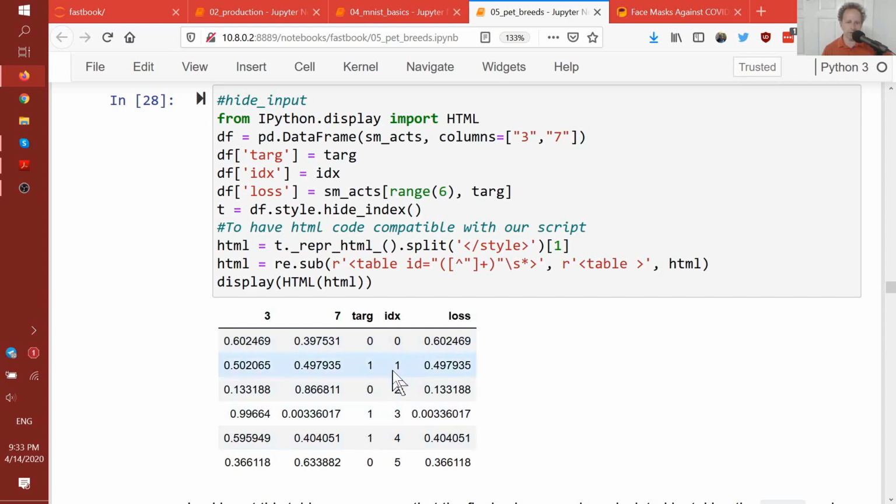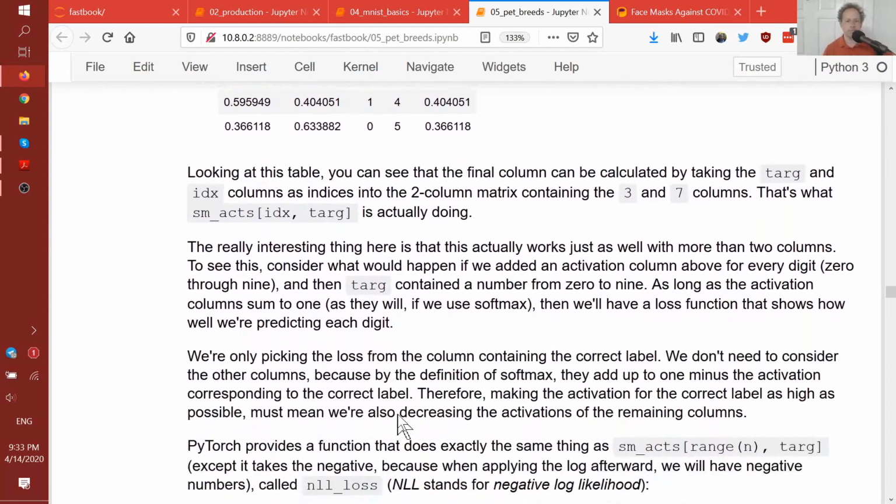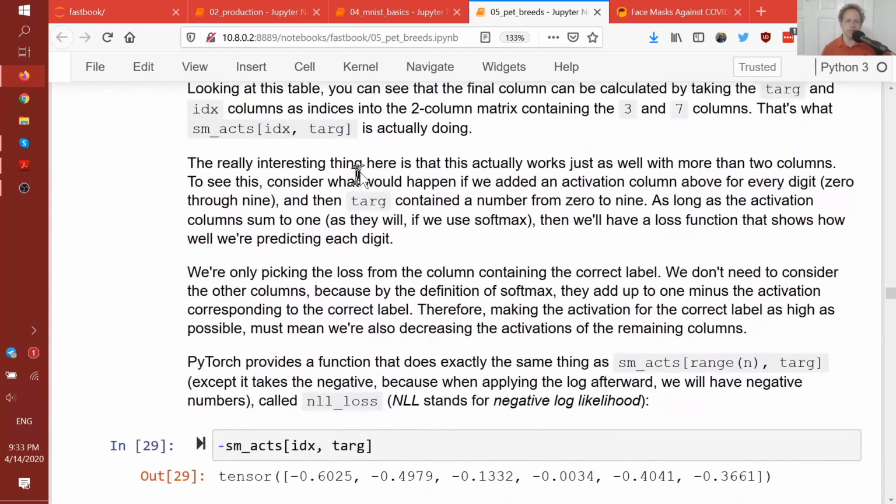Here are the indexes from 0, 1, 2, 3, 4, 5. And so here 0, 0, 0.6, 1, 1, 0.49, 0, 2, 0.13, and so forth. So yeah, this works just as well with more than 2 columns. For doing a full MNIST, so all the digits from 0 to 9, we could have 10 columns, and we would just be indexing into the 10.